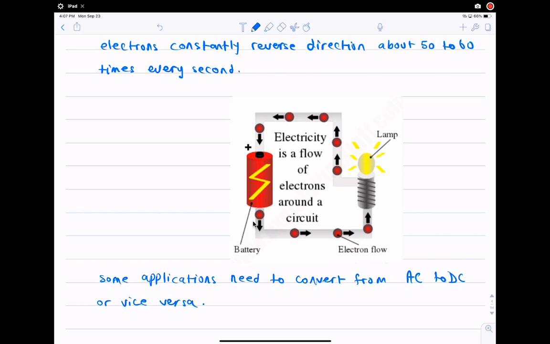Now some applications need to convert from AC to DC because they only work on DC, while for other applications it's vice versa, they need AC. So if you have a DC, you have to convert it to AC, and there's a setup to do that. We will learn it maybe in a different course. So next video we will talk about voltage, so stay with us.